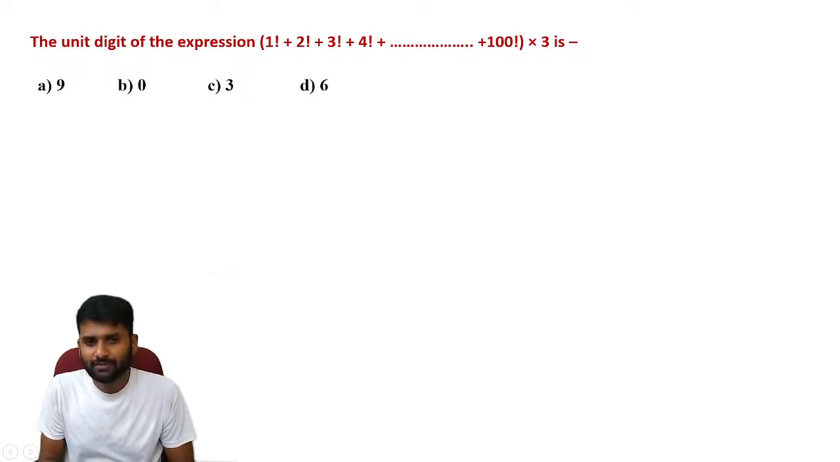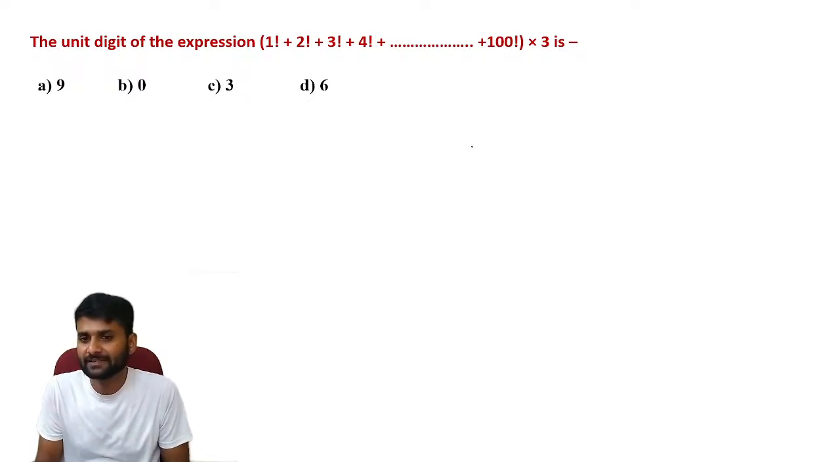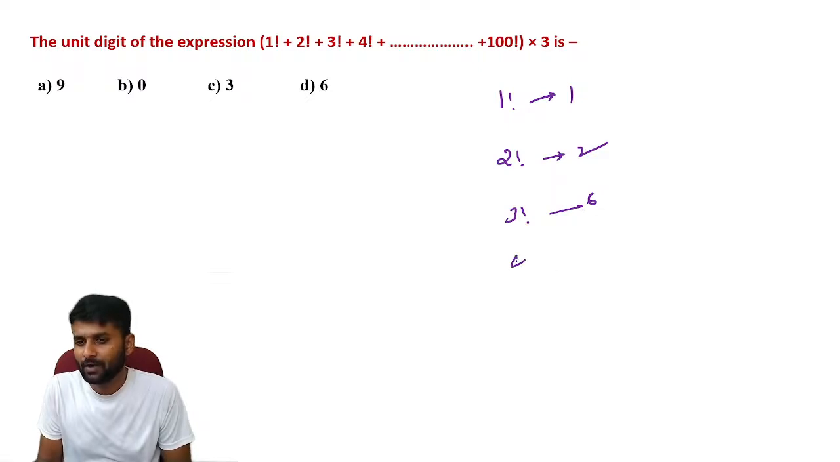Now see this question here. The units digit of the expression 1 factorial plus 2 factorial up to 100 factorial, into 3, is? 1 factorial is all about 1. 2 factorial is all about 2. 3 factorial is all about 6. 4 factorial is all about 24. 5 factorial is all about 120. Here the units place is 0.